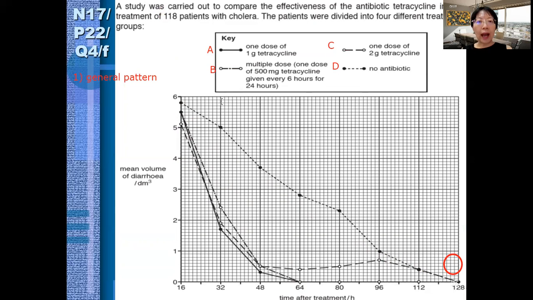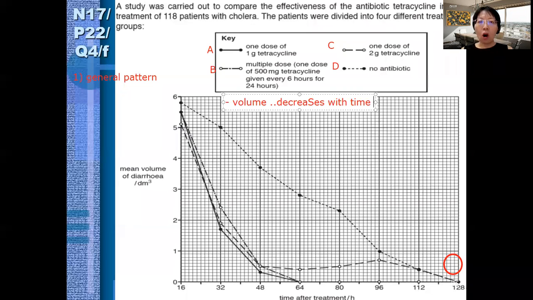So after knowing that, how are you going to write in words so that you can score the mark? So you have to write it properly. So in your sentence, you must relate both the x-axis and y-axis variables in your sentence. So over here, I can say that, okay, so the volume of the diarrhea decreases with time.